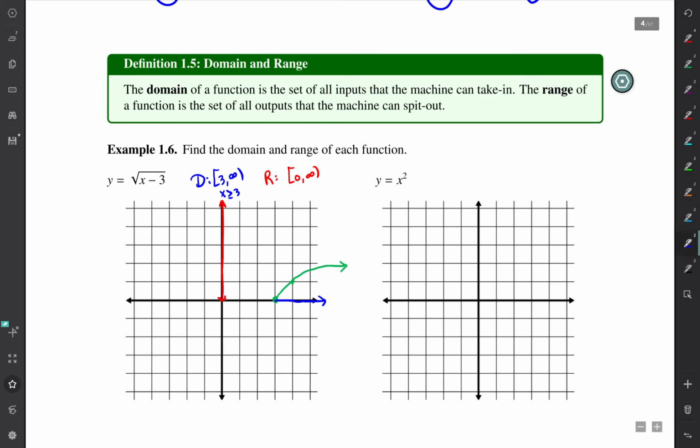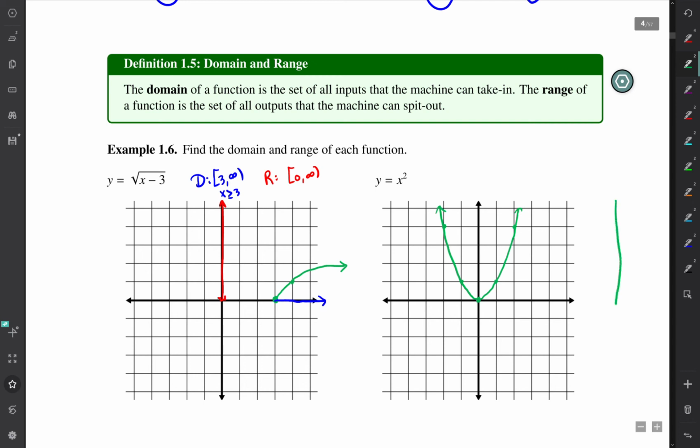Now for y equals x squared, the function is going to look something like this. It's a parabola. It goes through (1, 1), (2, 4), (-2, 4), (0, 0). And the way that I can plot those points so quickly is you could just create a quick table and plug in x values and then figure out what the y value has to be if it's x squared.